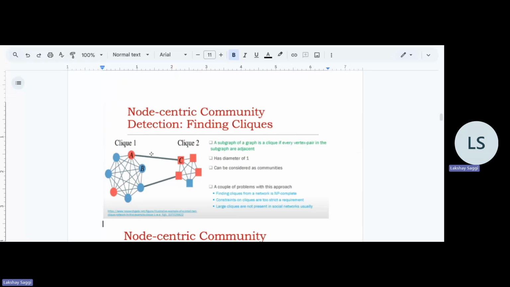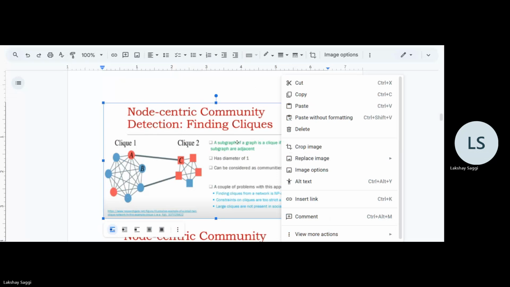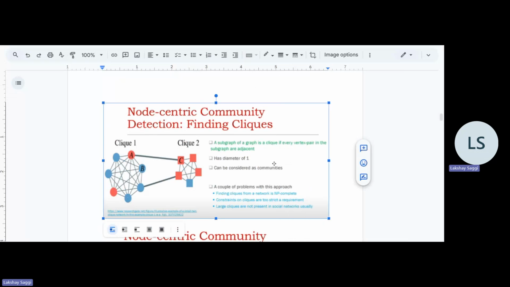So this is one clique, this is another clique. Maybe you can say that clique one forms one community, and clique two forms a second community. And these are the bridge edges between communities. So what's a clique? A subgraph is a clique if every vertex pair in the subgraph is adjacent, just like every pair of vertices has an edge between them. That's what we call a clique. And a clique always has a diameter of 1.